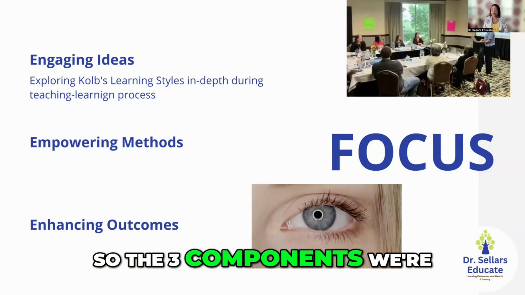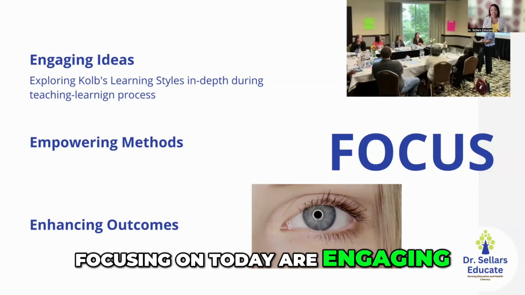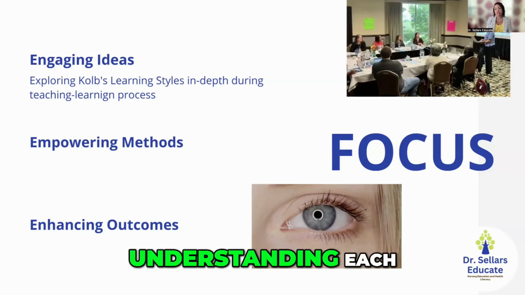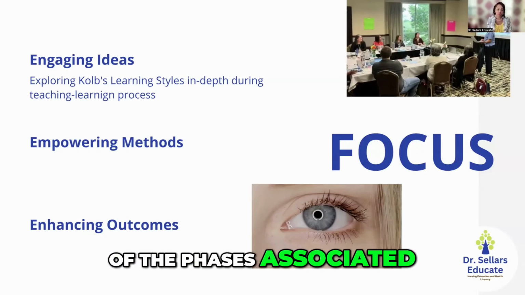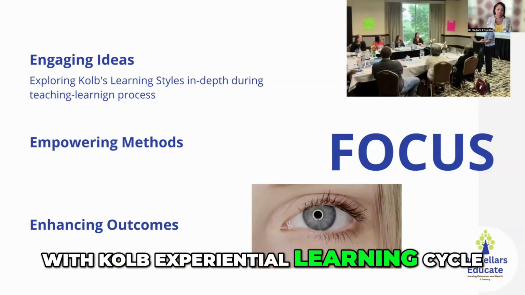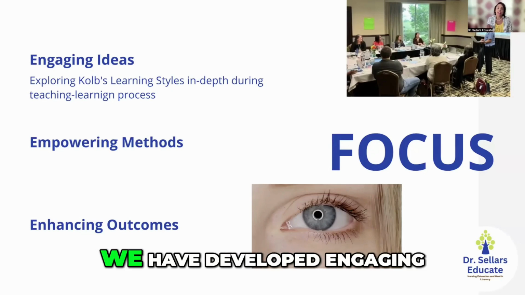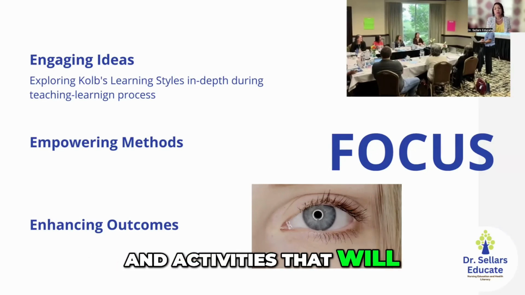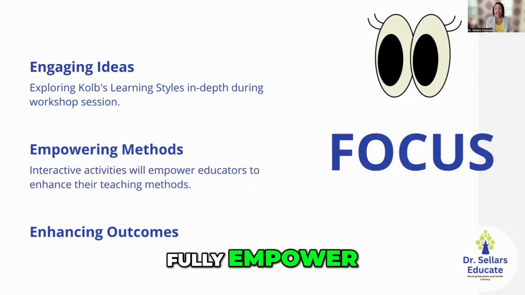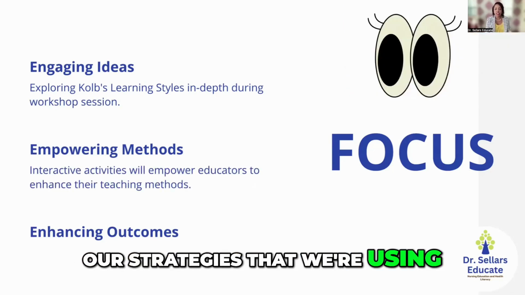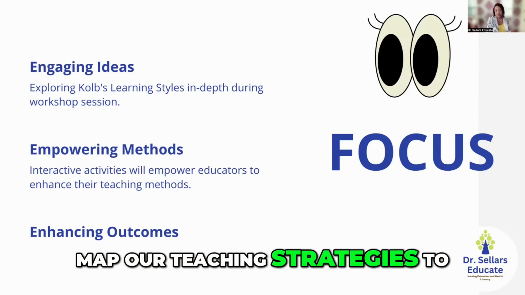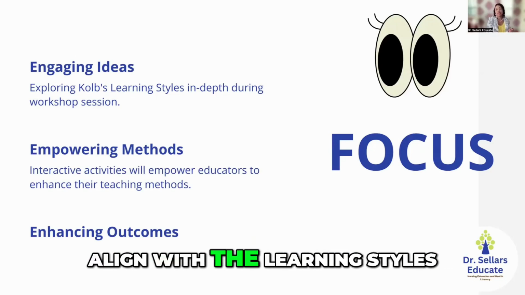So the three components we're focusing on today are engaging. So how do we do that? Well, it's through, first of all, understanding each of the phases associated with KOLB experiential learning cycle and making sure we have developed engaging strategies and activities that will fully empower our strategies that we're using. And what that means is we want to map our teaching strategies to align with the learning styles.